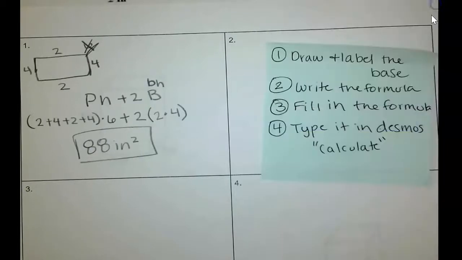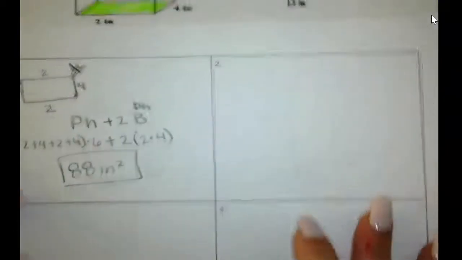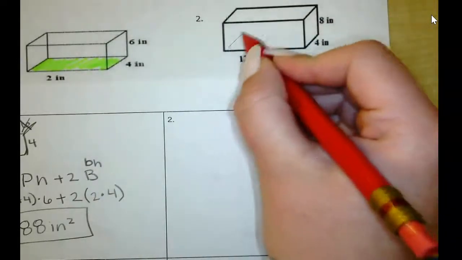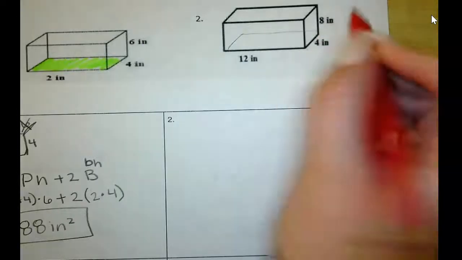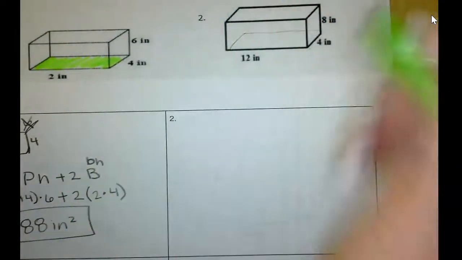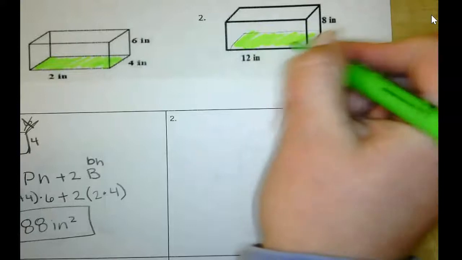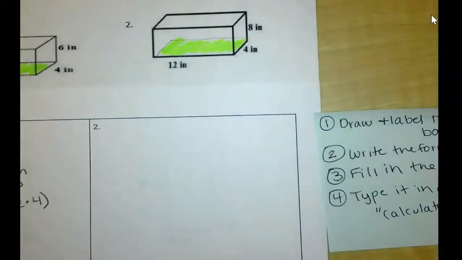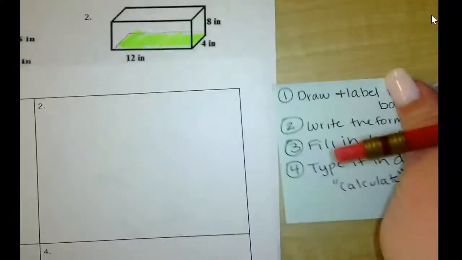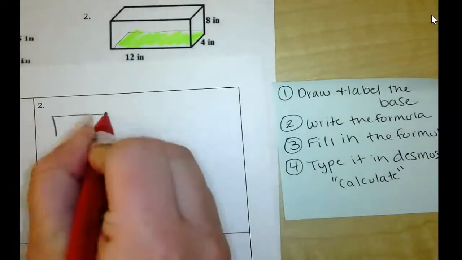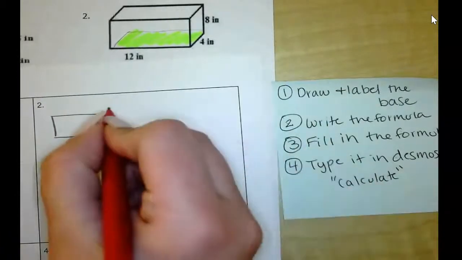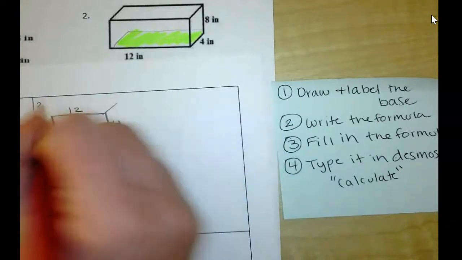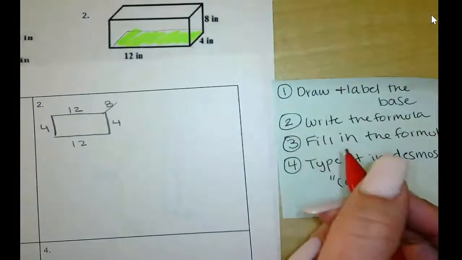Let's do another one. For number 2, I told you I like to use the bottom, so I'm going to imagine the bottom here, and that's what I'm going to draw on my page. Draw and label your base, that's the first step. I'm going to draw a rectangle and label everything: 12, 12, 4, 4, and 8 for the height.